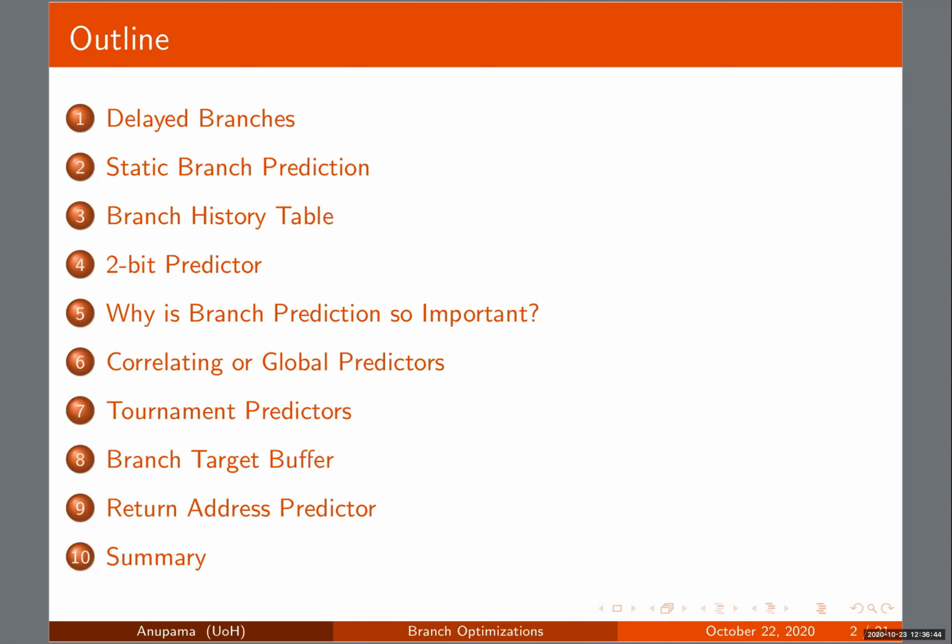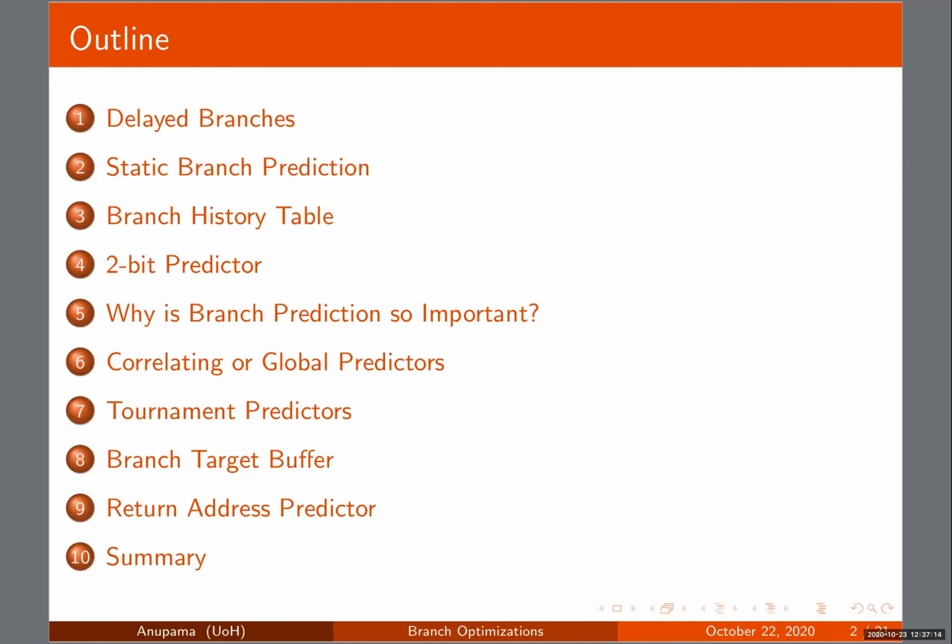Since all of them address control hazards and essentially try to reduce the stalls due to control branches, I thought it's probably more meaningful to bring them all together into a single presentation and finish off the topics, and then we can look at other topics. So that was the purpose.